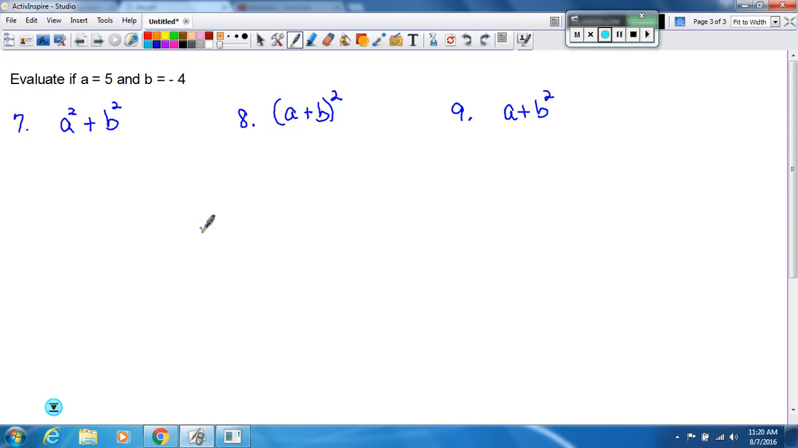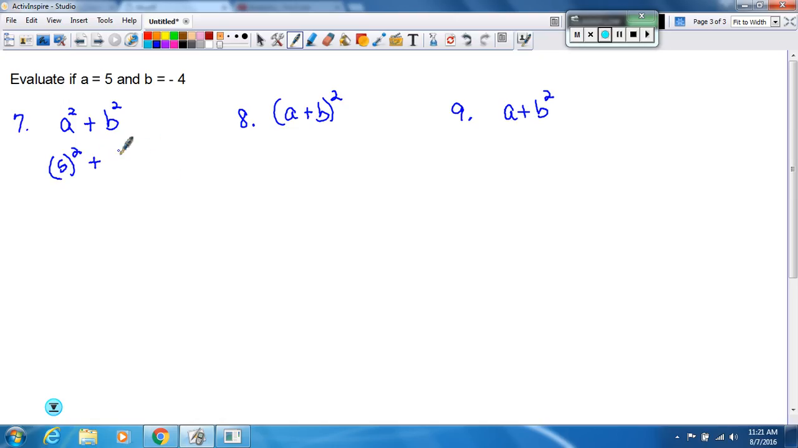Evaluating when they give you variables, when they give you letters and numerical values for those variables. Evaluate if A equals 5 and B equals negative 4. When I am evaluating and substituting, plugging things in, I want to put it in parentheses like this. So on number 7, if I see an A, instead of an A, I'm going to rewrite it with a 5. Whatever you're substituting goes in parentheses. That becomes important when there's signs involved.